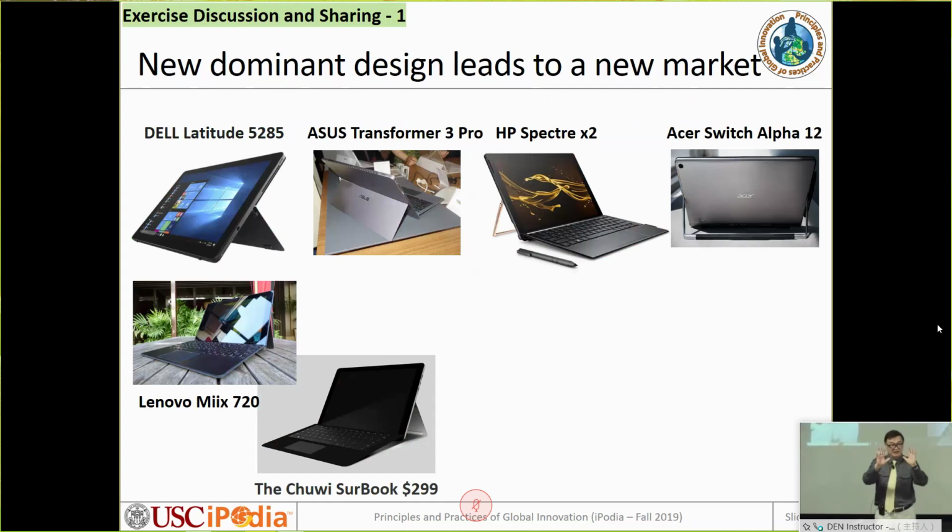But their success is because they created a new market, not because they created a new product. The new product is a means to the end. Is that clear? So now let me show you what Microsoft is currently doing. This is a very exciting one. This is another thing which Microsoft started about, I think, 3 years ago. This is called Surface Book.